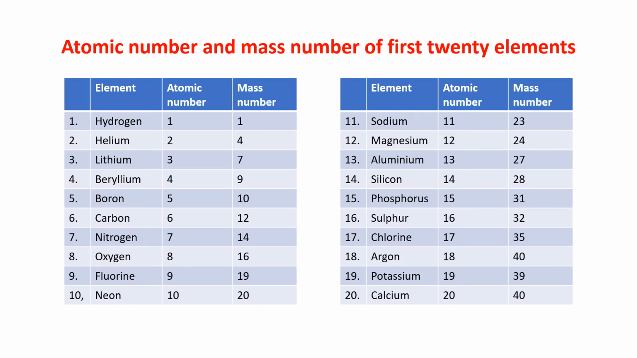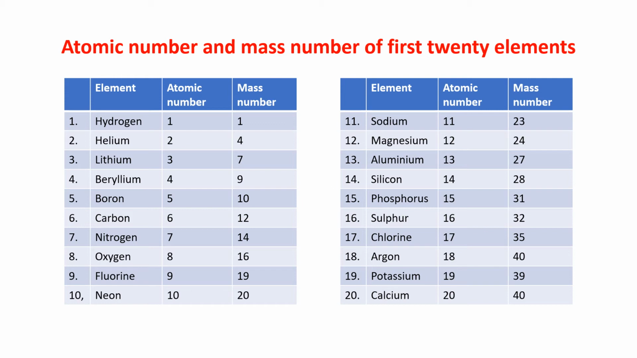The atomic number and the mass number of the first 20 elements are given here. You have to learn it. You know about it. You have already done it. The atomic number and the mass number of the first 20 elements is just a repetition of the last class.